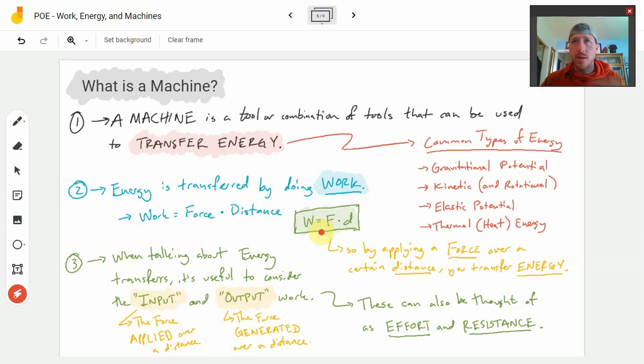So we're going from one form to another. How do we get from one form to another? We do work. Right. One thing that we'll talk about when we're referring to energy transfers is we'll consider the input and the output, right? So what is the energy coming in? What is the energy coming out? And we can also consider that as the effort and the resistance, right? There's effort work and effort energy being done, and then there's resistance to that work, right? So you'll see effort and resistance and input and output kind of used in the same terms. Input we can consider the force applied over a distance, and output is the force generated over distance.